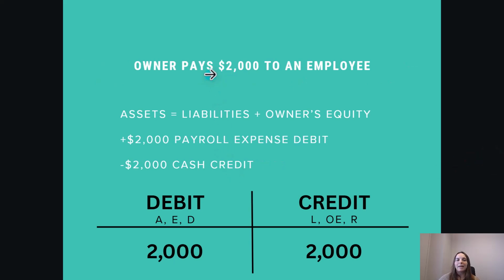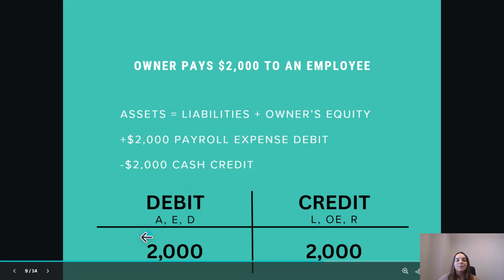Now, owner pays $2,000 to an employee. Payroll is an expense. Payroll expense is an expense account. And remember, our expense account has a normal debit balance. So we are increasing it, we are going to debit it. Cash is an asset. An asset has a normal debit balance, but we are decreasing it, which means we are going to credit cash. So we're going to have a $2,000 debit and a $2,000 credit.